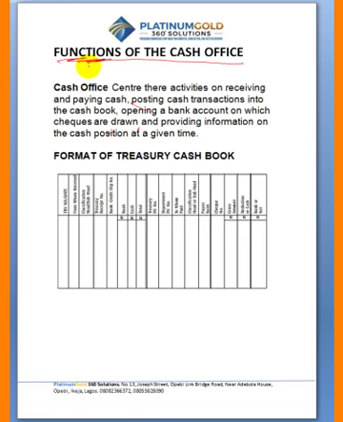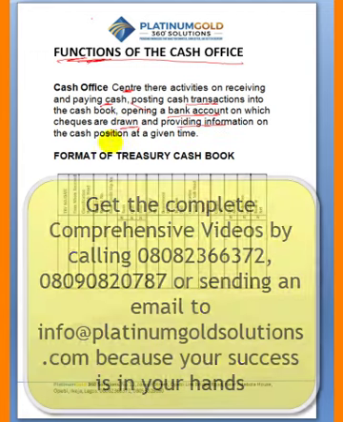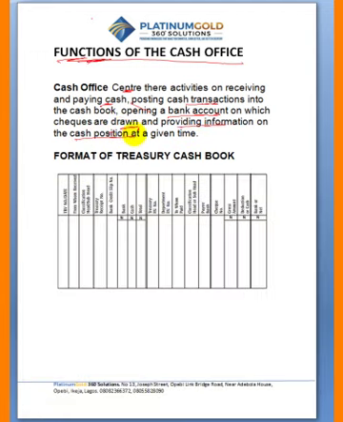The maintenance of adequate cash control with respect to the establishment of cash limits, daily banking of all takings, periodical surprise cash counts, installation of raid alarms, and establishment of authority limits are very important in the cash office. So the cash office can be defined as what is centered on the activity of receiving and paying cash, posting cash transactions into the cash book, opening a bank account on which checks are drawn, and providing information on the cash position at a given time.